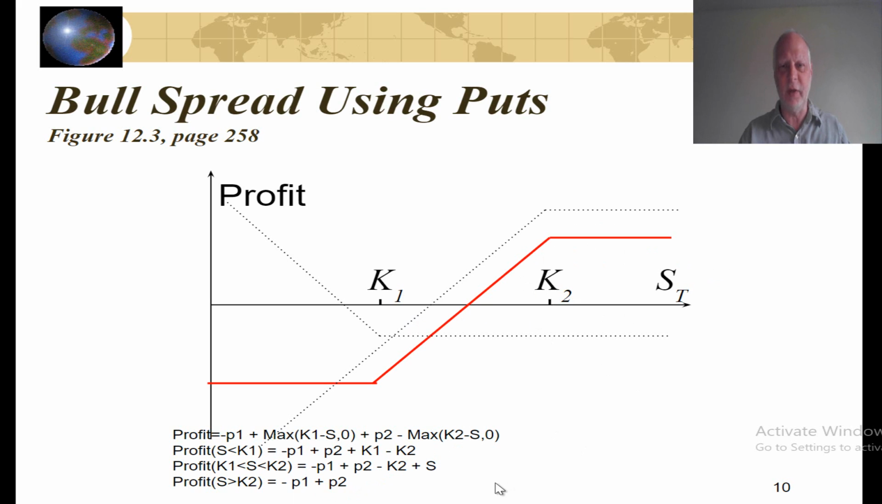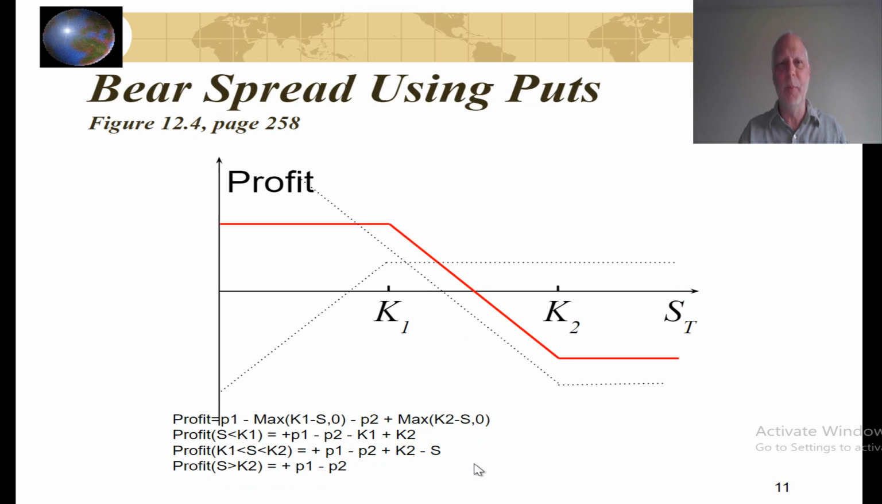And again, we can check at transitions. If S equals K2, then these two terms cancel out, and these two terms equal each other. So our transition point is valid. So those are our two bull spreads. How about bear spreads? Well, once again, you can create a bear spread using a call or a put. We will start with a bear spread using puts.